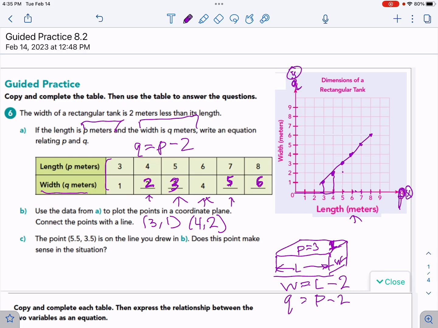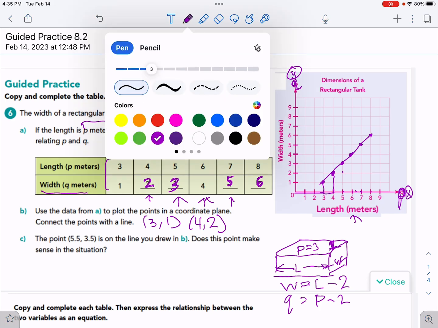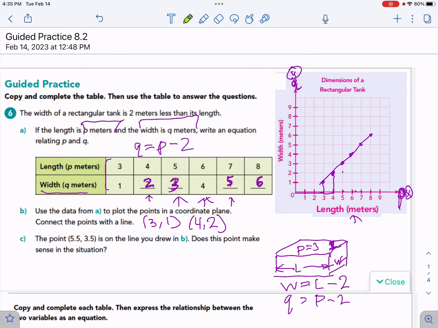And the last problem says, well, look, there's a point on this line, which is 5.5 and 3.5. So let me do this in a different color so you can see it more clearly. Here's 5.5. This is 5.5. And so if I go up to the line, you see that I hit it at 3.5. Okay, now is 3.5 2 less than 5.5? Well, sure it is. 5.5 minus 2 is 3.5.